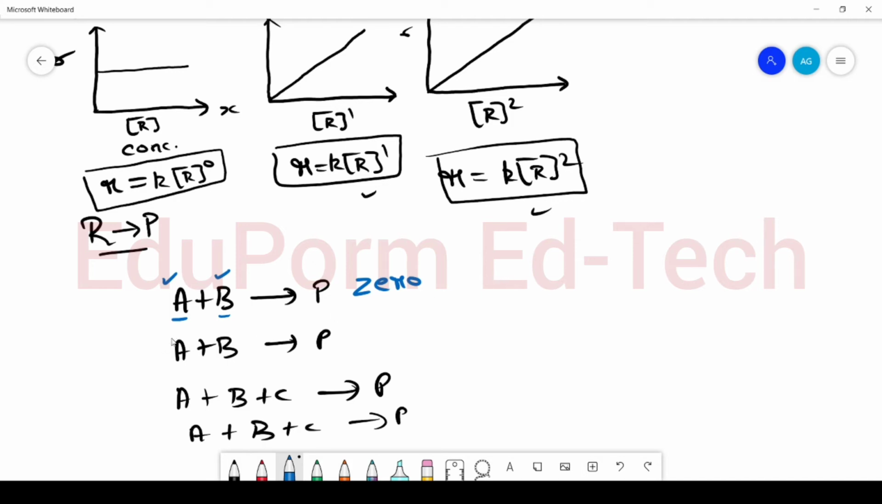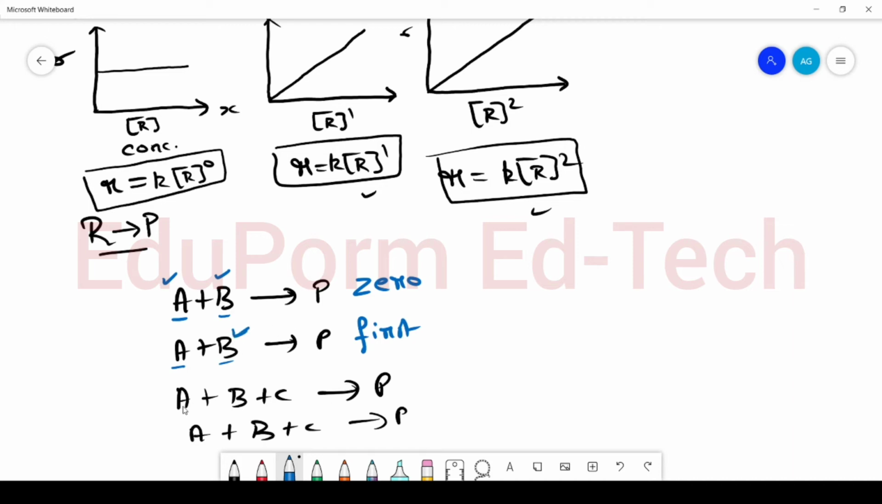Similarly, in this case, for example, I am increasing the concentration of A and there is no change in the rate. But when I am increasing the concentration of B, there is change in the rate of reaction. The rate of reaction is also getting increased. So in this case, the reaction will be called a first order reaction as the rate of reaction is dependent on the concentration of one of the reactants.